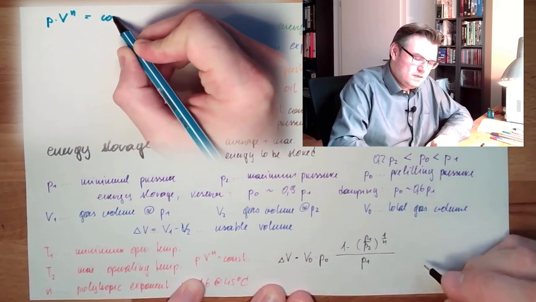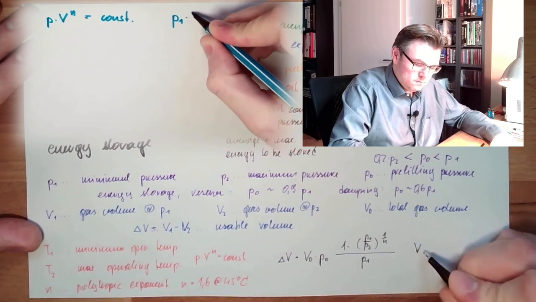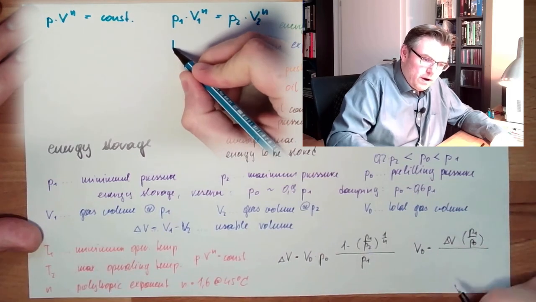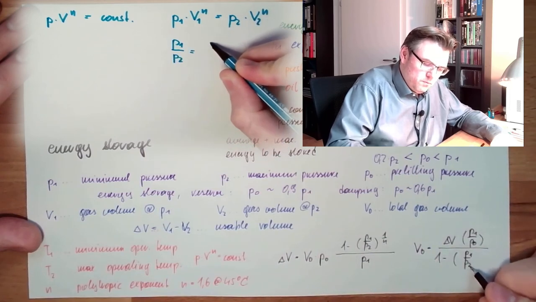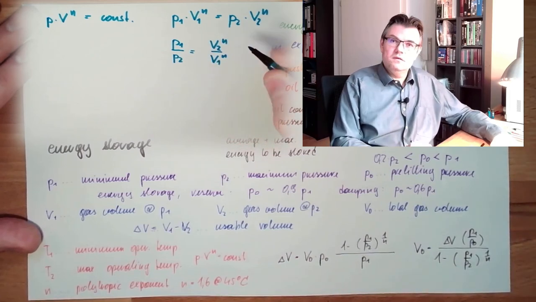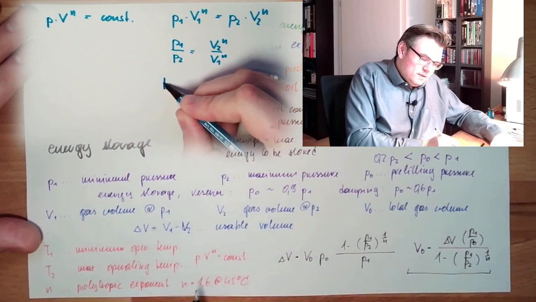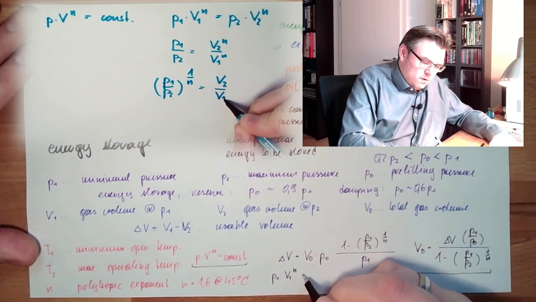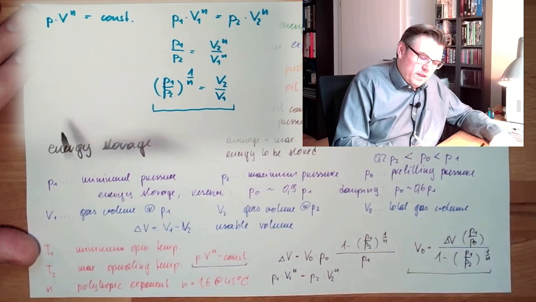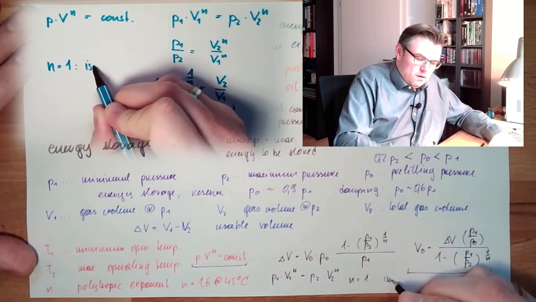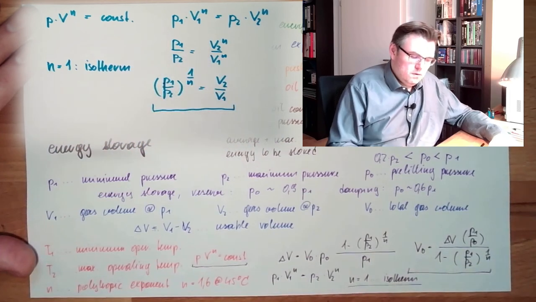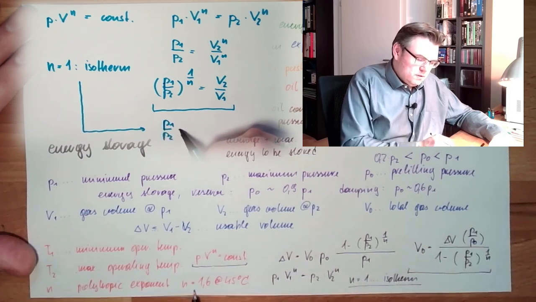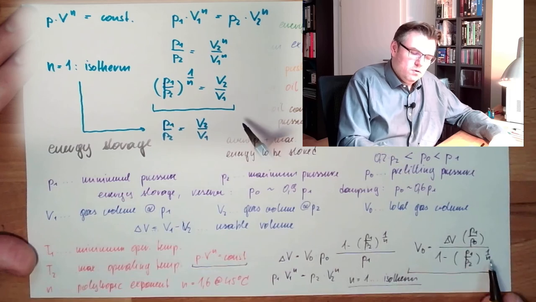How can I calculate now this V0? Delta V, P1 divided by P0, divided by 1 minus P1 over P2. That's it. And there is always this formula in the background: P1 multiplied by V1 is P2 multiplied by V2, and N equals 1, isothermal. This is why this P1 to P0 is. And if I have this N, 1.6, the polytropic exponent, between P1 and P2, this is why it looks that way.